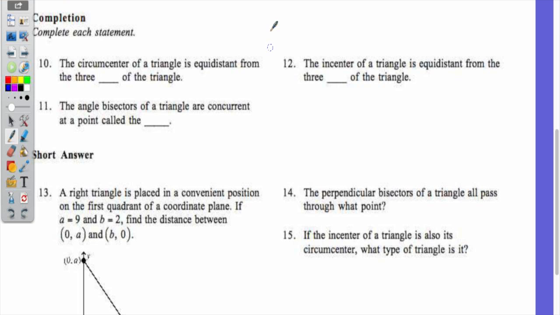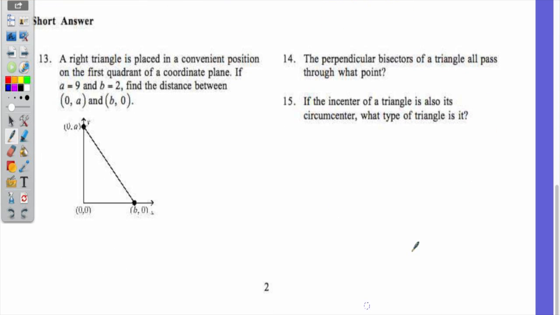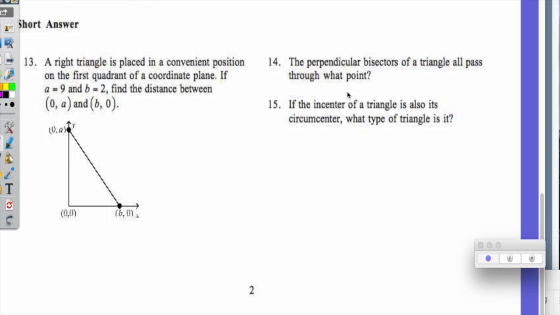The incenter is equidistant from the sides of the triangle because the incenter is the point of concurrency of the angle bisectors, which come from the angles, and it's equidistant from the sides. I'm going to pause here.